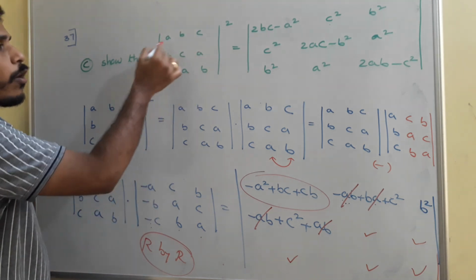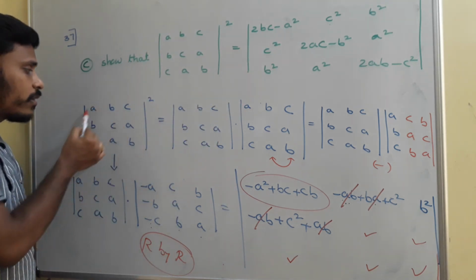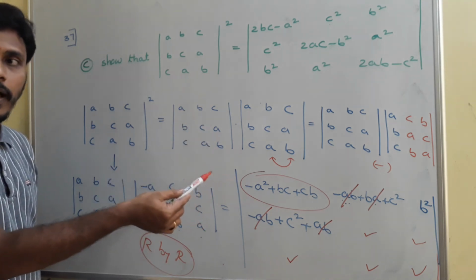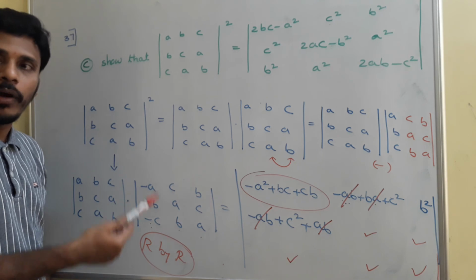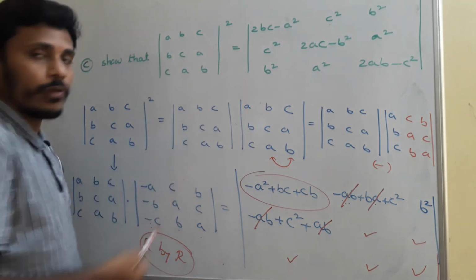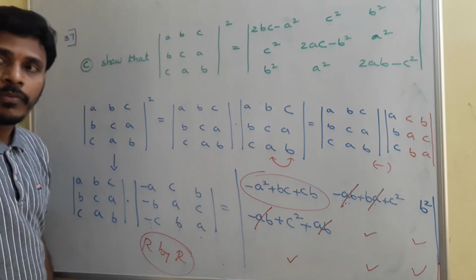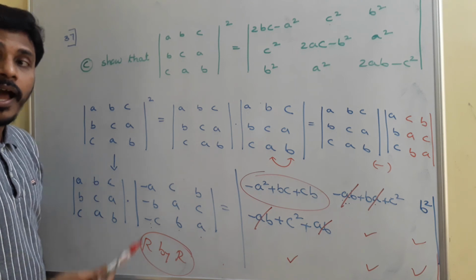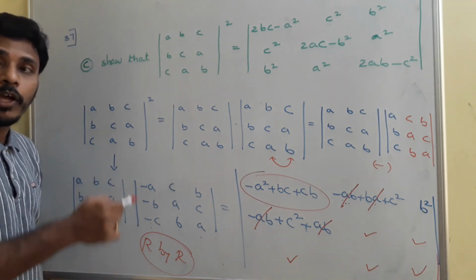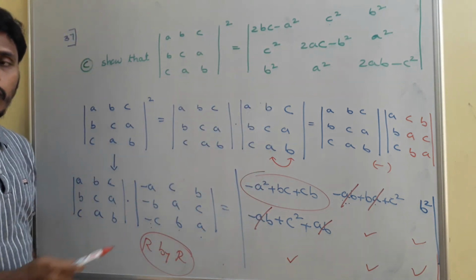We need to show that the square of this determinant is equal to that determinant. To show it, we need to multiply this determinant with itself. Multiplying with itself, we can go row by row. If you move row by row, you will have a square plus b square plus c square, but it is not helpful. So for that, you interchange these two columns. If you interchange, you will get a minus sign, and apply that minus sign to the first column. Now if you apply that row by row operation, at the end you will get the required determinant. Just have a look.